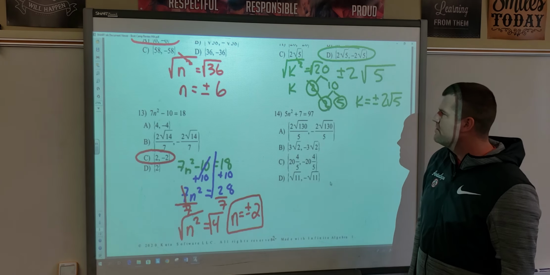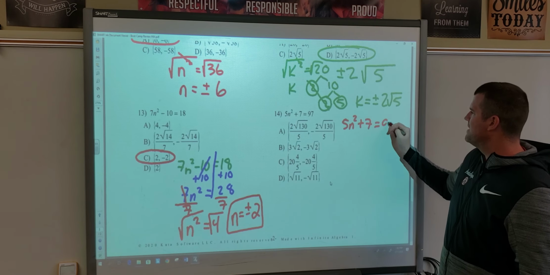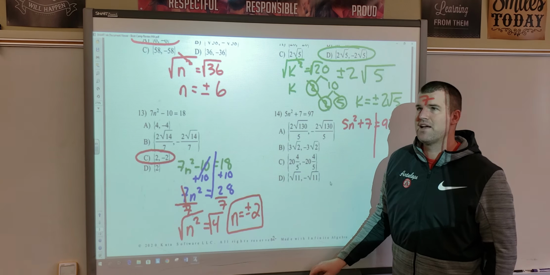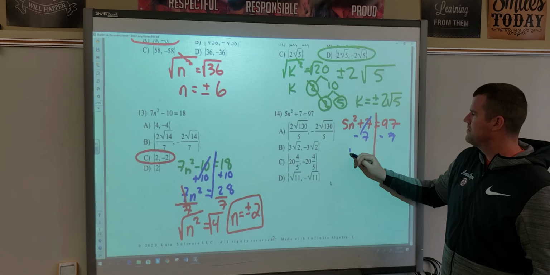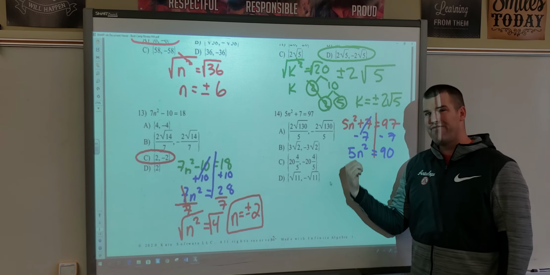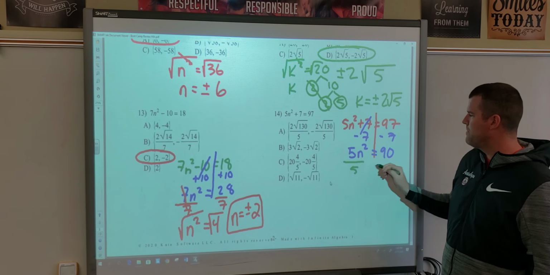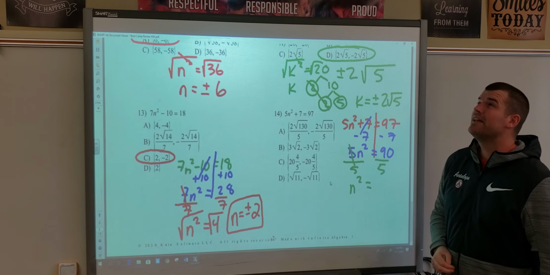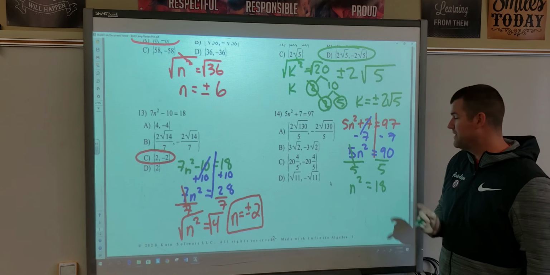All right, the last one. We've got 5n squared plus 7 equals 97. Similarly, before we take the square root, we need to get the n squared by itself. So subtract 7. I still got that 5 sitting there that I need to get rid of. And since that 5 is multiplied, we're going to undo that by dividing. 90 divided by 5, I'm pretty sure that's 18. We'll find out in a minute if I did that right.